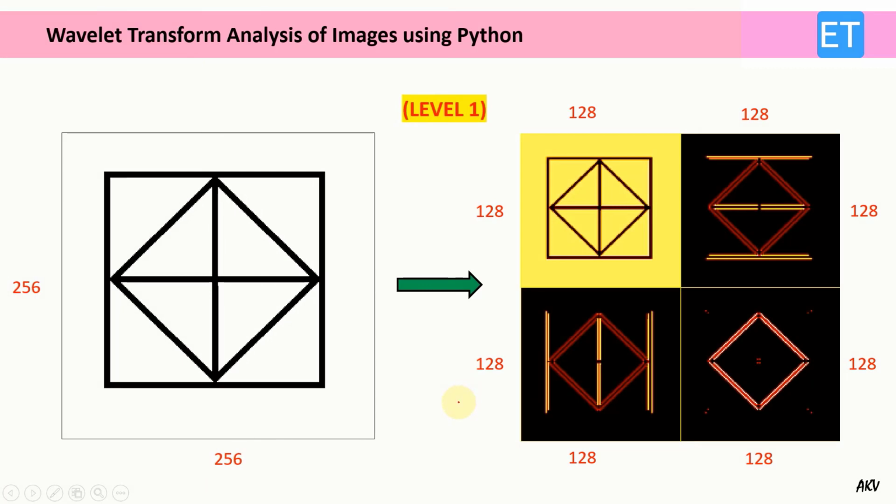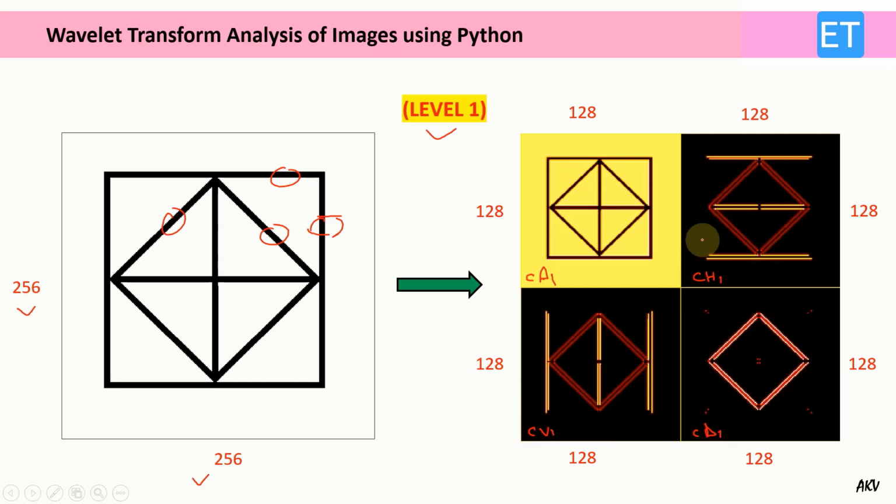Here is one example image of size 256 by 256. This image I have drawn purposely in such a way that it includes horizontal, vertical, and diagonal edges. So let's see the strength of wavelet. After one level of decomposition, we get these four coefficient matrices. So this is CA1, this is CH1, this is CV1, and this is CD1.